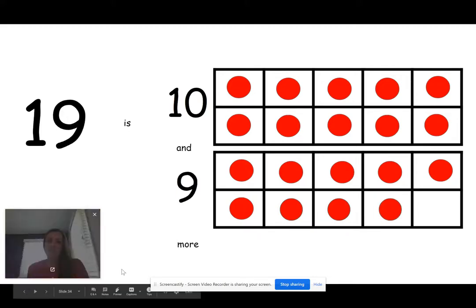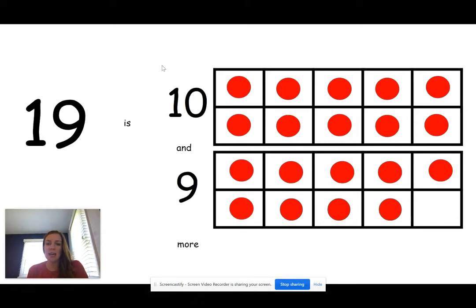19 looks like this. Again, the top 10 frame is full. I can quickly say 10 and I can count on 11, 12, 13, 14, 15, 16, 17, 18, 19. So when I break it apart, 19 is 10 and 9 more ones. Before we do some work in the workbook, let's listen to a video.